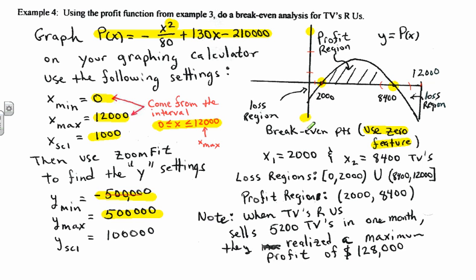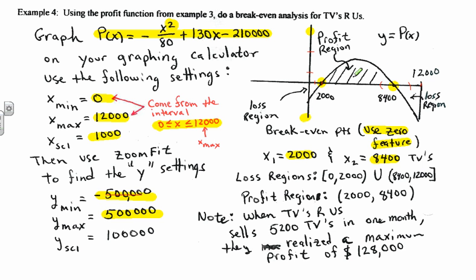So those are my two break-even points. Call it x sub 1 is 2,000, x sub 2 is 8,400. So remember what this means: if I were to plug 2,000 back into this profit function, I will get 0. Now I also know that if I put 8,400 into the profit function, I also produce 0.